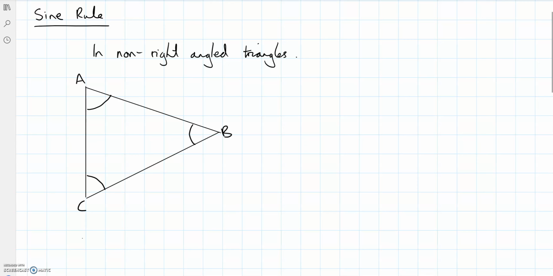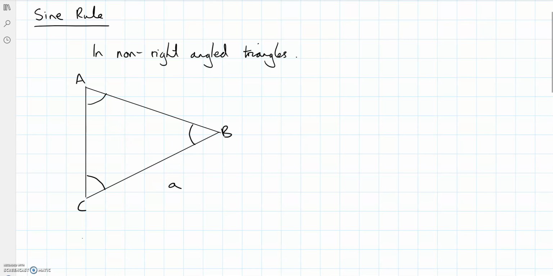Now when we're labeling our triangle, we're always going to label the length of the side opposite the angle with a lowercase letter of that angle. So for example, when we're looking at the angle A, which is this angle here, we're going to label the side opposite that. So if we go opposite that angle A, we're going to label that with a lowercase a. So I'll put that in permanently.